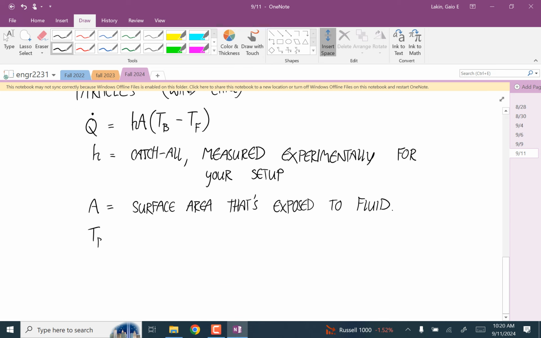T_B is the temperature of the body. And T_F is the temperature of the fluid. Do we have to be in SI units in this? No, you don't have to, but I always will be when I do these calculations. I just always convert to SI units before I do anything, pretty much.